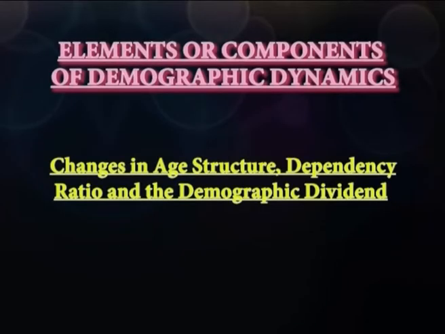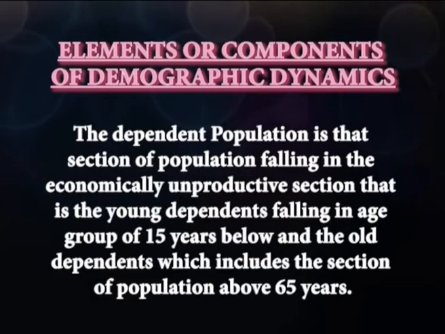Changes in age structure, dependency ratio and demographic dividend. The dependent population is that section of population falling in the economically unproductive section, that is the young dependents falling in the age group of 15 years or below, and the old dependents, which include the section of population above 65 years. The dependency ratio is the ratio of dependent population, that is, population below 15 years and above 65 years, to the working population, which is lying between 15 to 64 years.